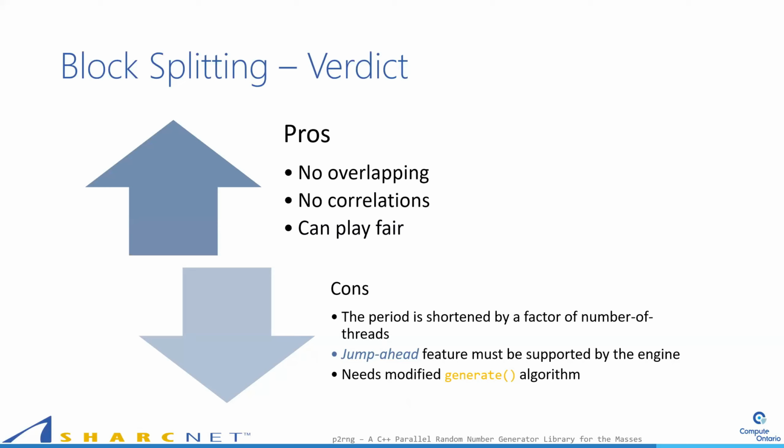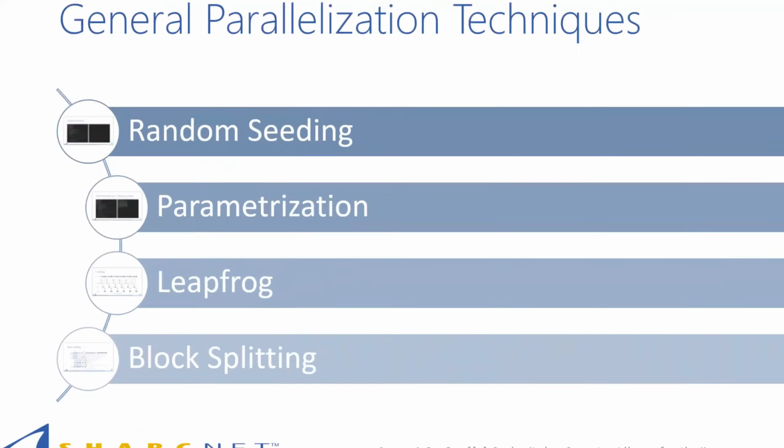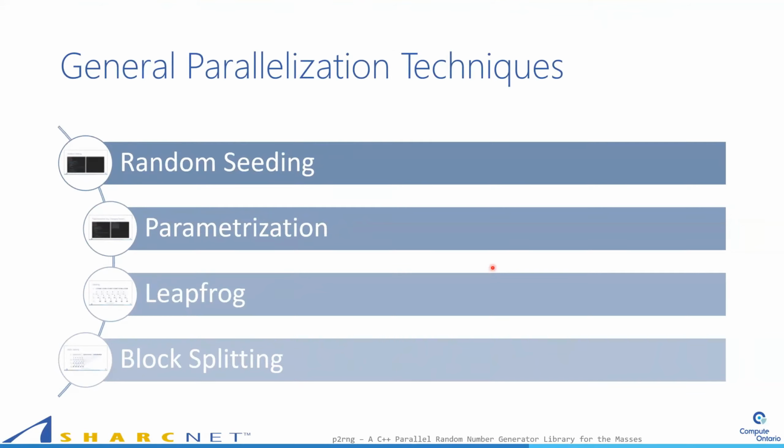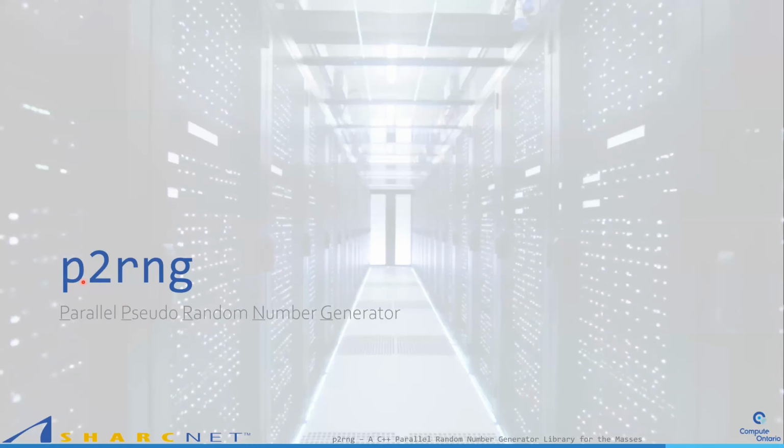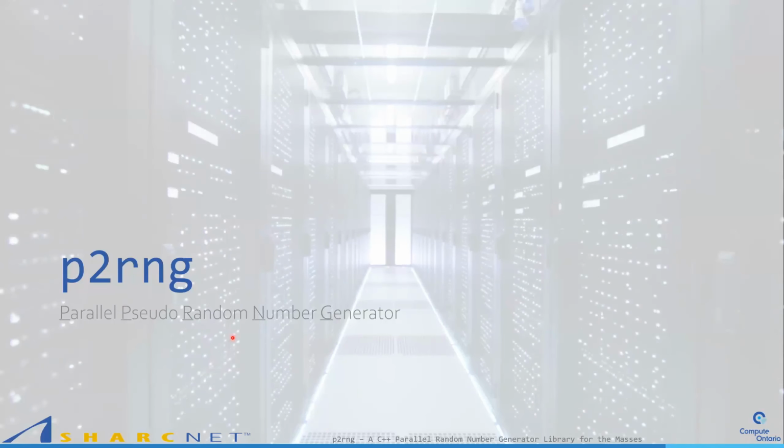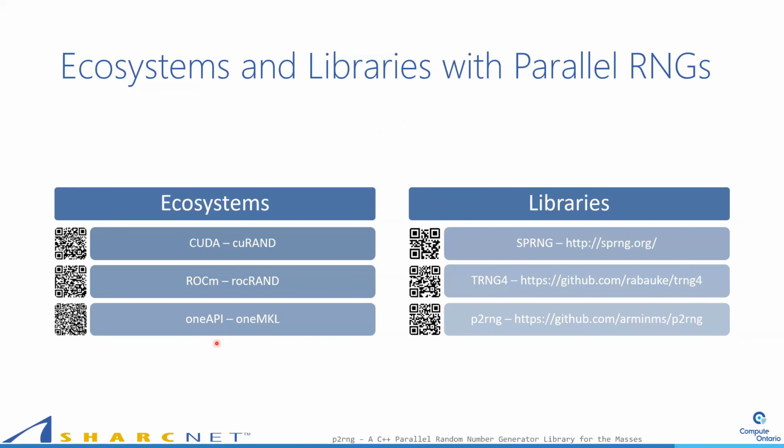Overall, block splitting seems like a good match for our purpose, but there is a missing ingredient. We need a custom-made version of the generate algorithm. And that's where the p2rng library comes into play. But before explaining what p2rng is, let's see what our options are.